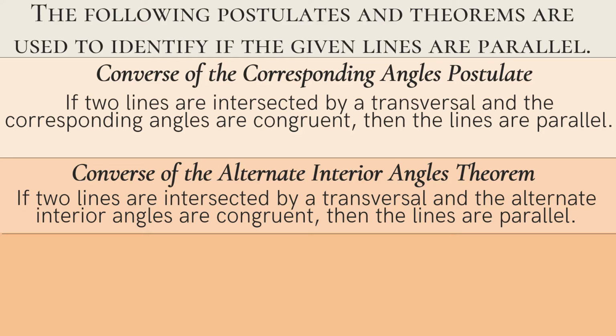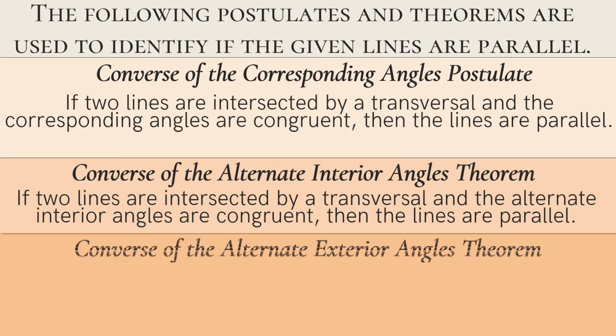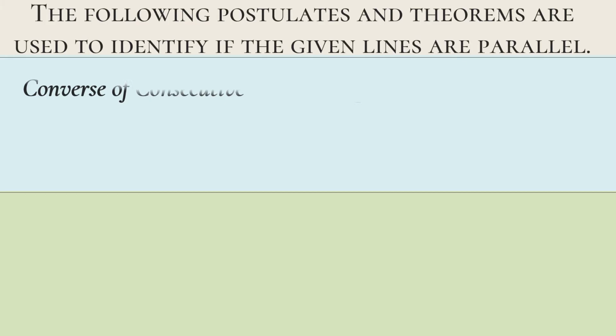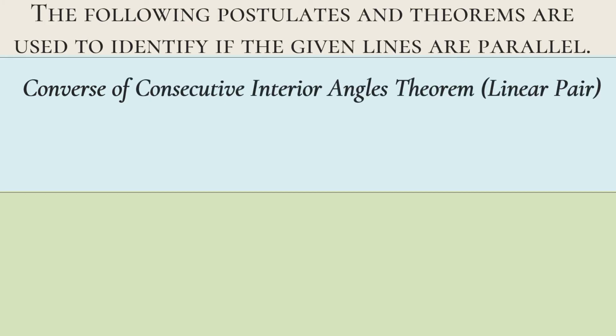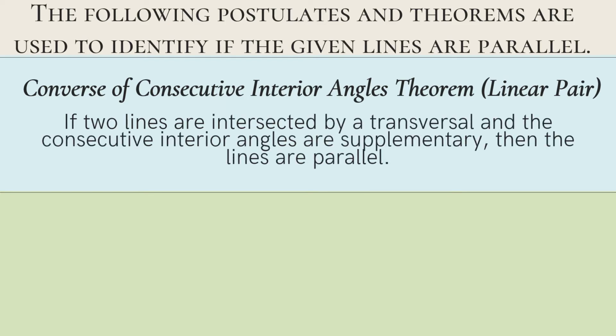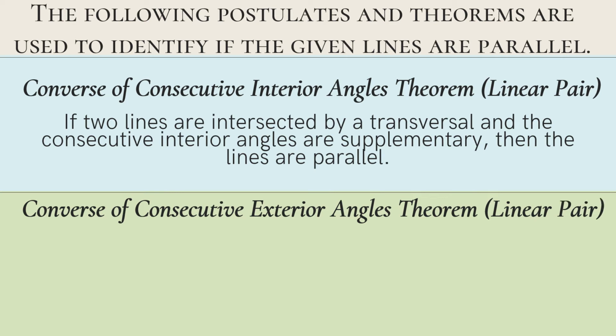Next, we have the converse of the alternate exterior angles theorem. If two lines are intersected by a transversal and the alternate exterior angles are congruent, then the lines are parallel. Next, we have the converse of consecutive interior angles theorem, or linear pair. It states that if two lines are intersected by a transversal and the consecutive interior angles are supplementary, then the lines are parallel.